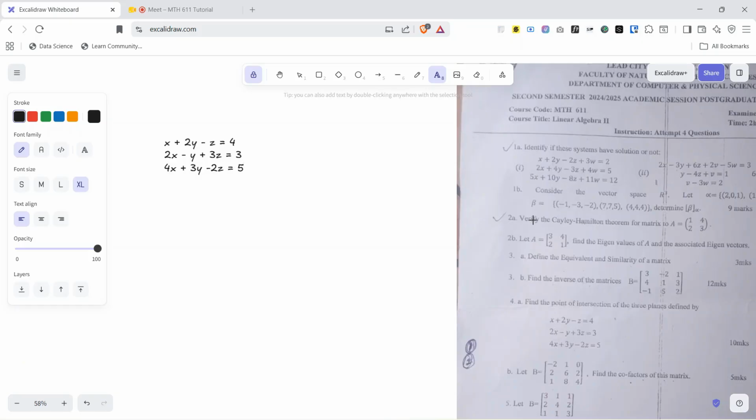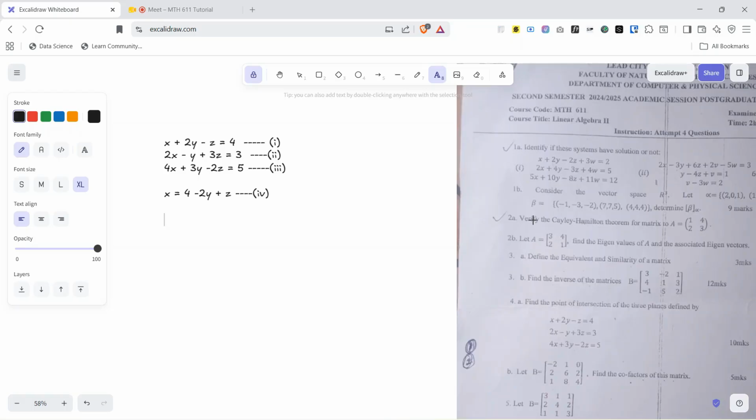To find the intersection of these planes, we are going to solve it the same way we solved those questions. We write these as equation 1, equation 2, and equation 3. We are going to make x the subject of the formula in equation 1. That will give us x equals 4 minus 2y plus z. This will now be our equation 4.